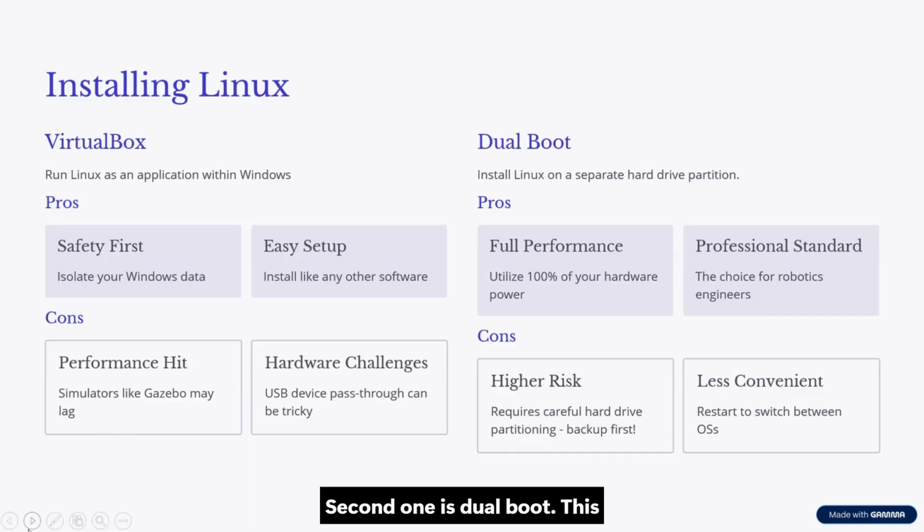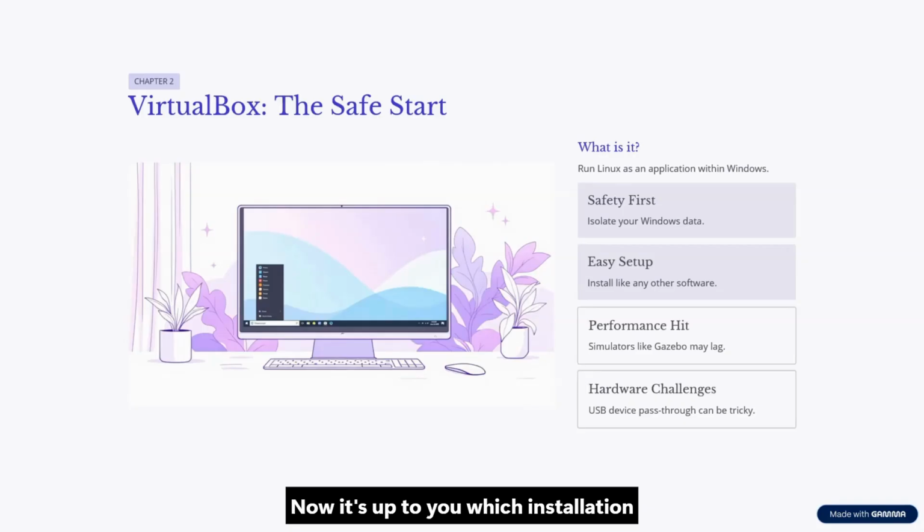Second one is dual boot. This means installing Linux on a separate partition of your hard drive. When you turn on your computer, you choose: do I want Windows today or Ubuntu? So this provides the very best performance, utilizing 100% of your processing power, and professionals mostly use this setup. But it comes with some consequences: you might lose your data which is stored in Windows. Now it's up to you which installation process to choose.